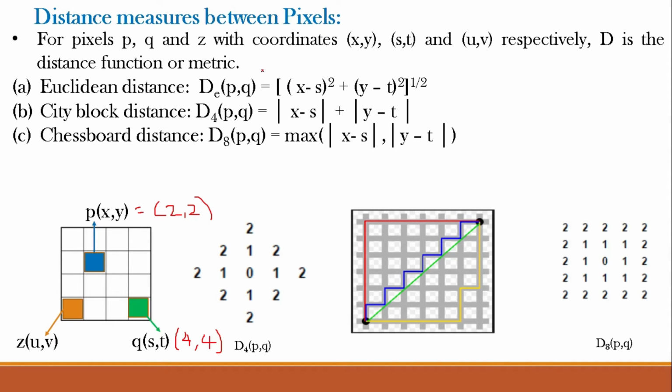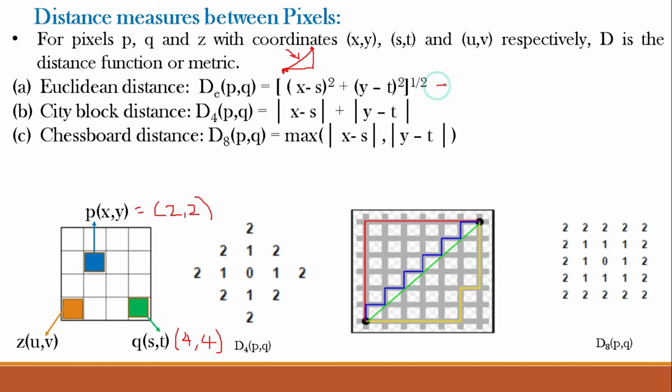So if there is a path like this between two pixels, this is one pixel and this is the second pixel, then you can connect them using this particular path. It is given by the square root of (x minus s) squared plus (y minus t) squared, where x and y are the coordinates of the p pixel, and s and t are the coordinates of the q pixel. So (x minus s) whole squared plus (y minus t) whole squared, raised to 1/2, or under root, will give you the Euclidean distance.